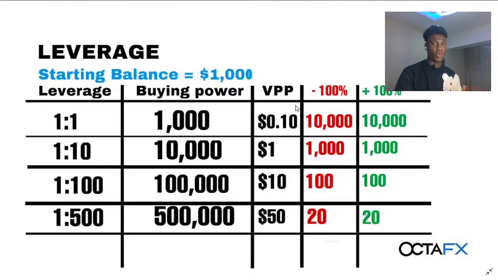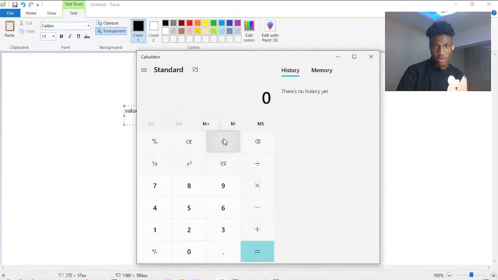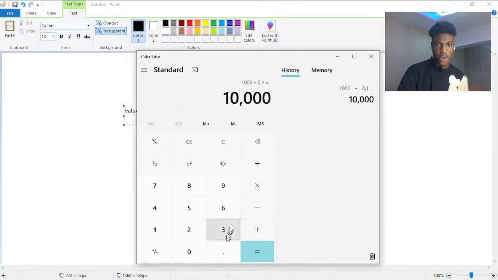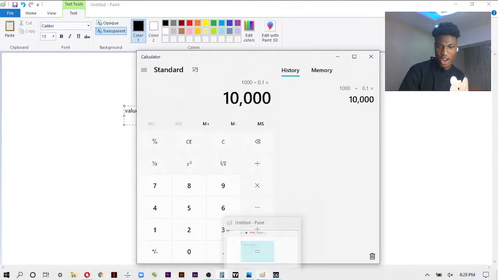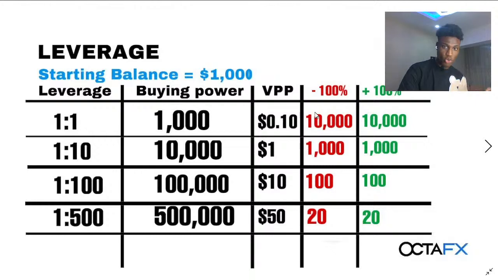So this could be good for me, but it could also be bad for me, because now if I divide 1,000 by my value per pip, it's going to give me 10,000 pips. What does this mean? This means I have to lose 10,000 pips before I can lose all my $1,000. It also means I have to profit 10,000 pips before I can double my trading balance.